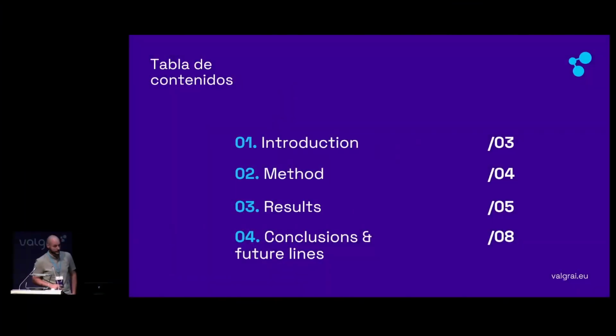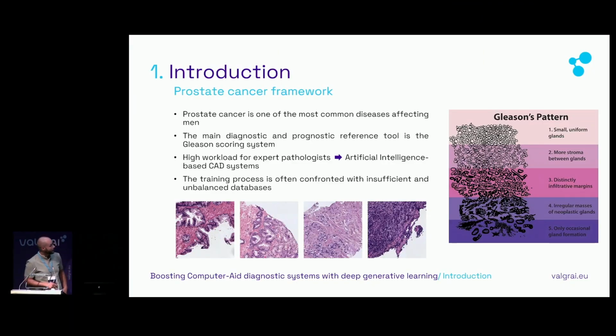So this is the outline. The work I'm going to present is a framework in the gradation of prostate cancer. Nowadays, prostate cancer is one of the most common diseases in men worldwide, and the main diagnostic and prognostic reference to make this diagnosis is the Gleason scoring system.